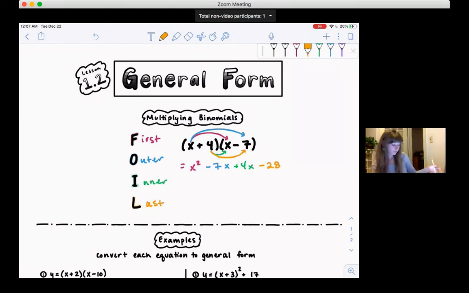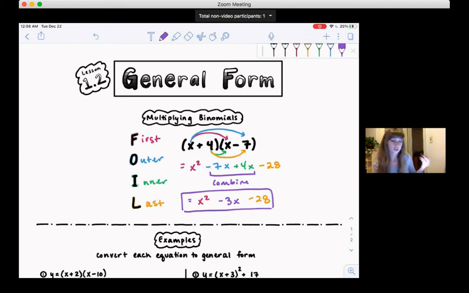Now, when we're done, we have 4 different things, and we just are going to combine them to simplify, basically. So combine like terms. I have a minus 7x and a plus 4x that can be combined. So altogether, I have the x squared, then minus 7x plus 4x leaves me with minus 3x, and then I still have the minus 28 hanging out at the end. And now we are in general form, and that's all there is to it.